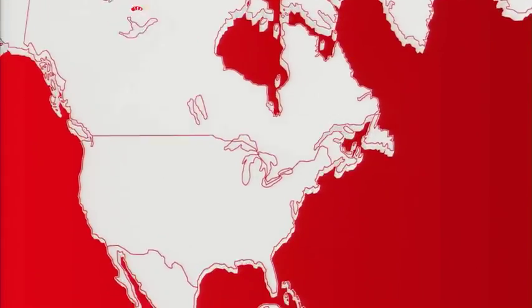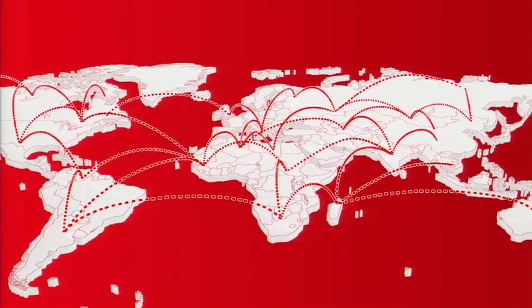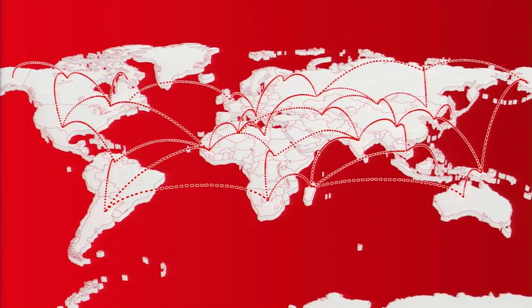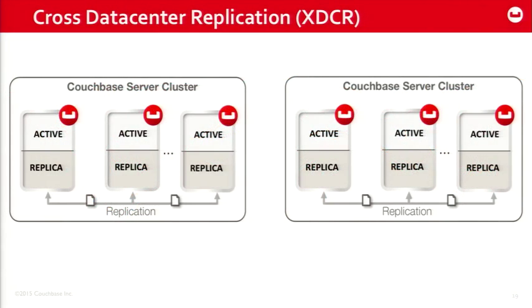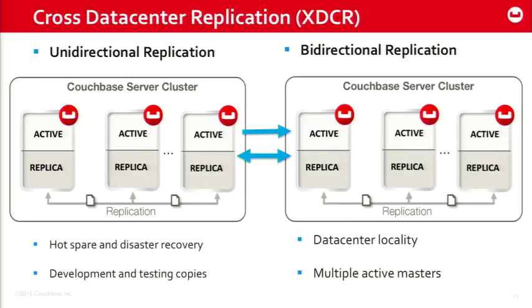And I have a quick animation which shows you that you have geolocated clusters everywhere in the globe, so that you can have geo redundancy, right? So I talked about XDCR, where you have 2 Couchbase clusters, and you can set up a unidirectional replication, or you can set up a bidirectional replication. And each of them has different use cases. So you can create a hot spare or a standby cluster. You can do it for development or testing purposes.